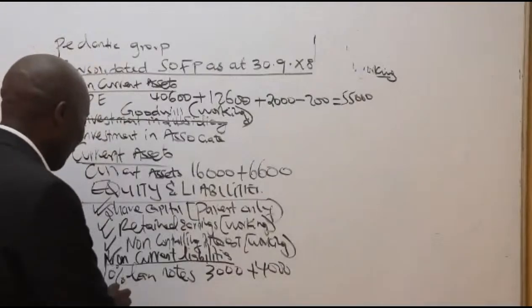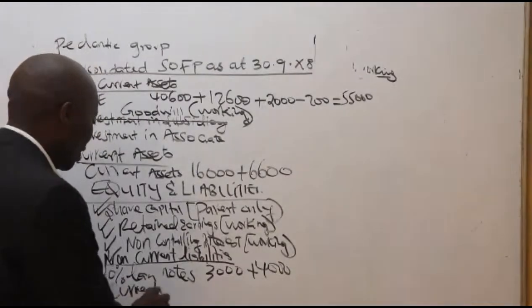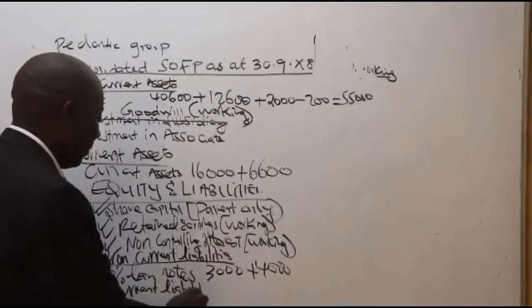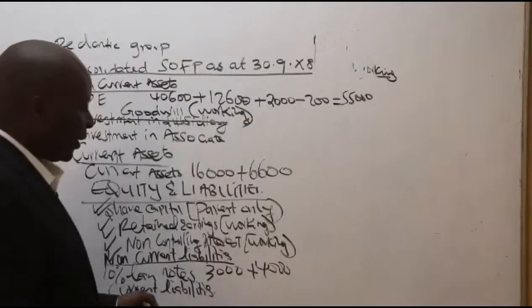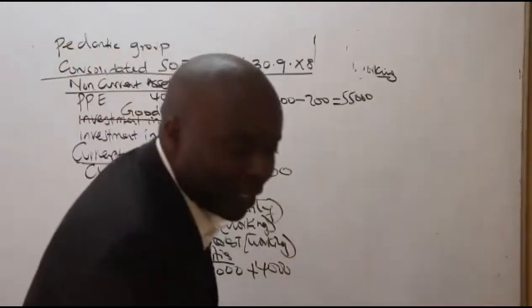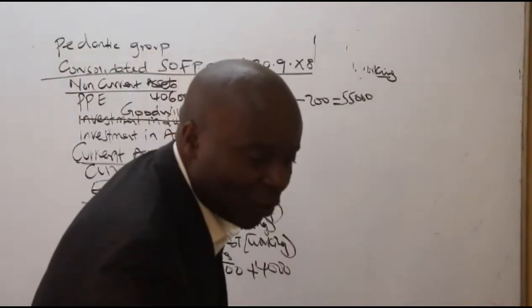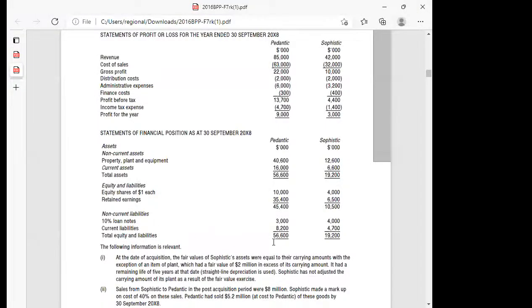After that, now we have the current liabilities. So current liabilities, again, what has this examiner done? He's a good examiner. A good examiner has told me that the current liabilities are 8,200 combined everything, and 4,700. So we have 8,200 plus 4,700 like that.